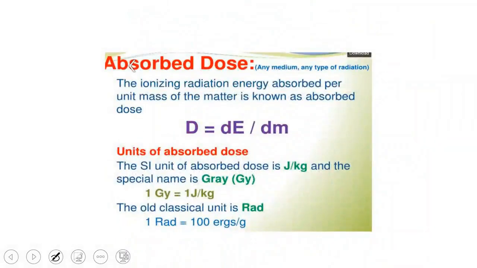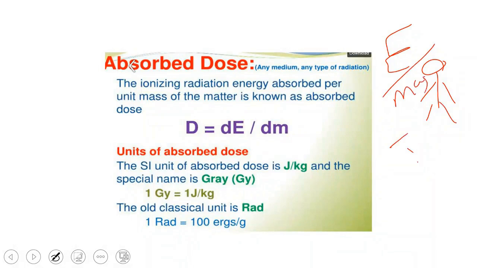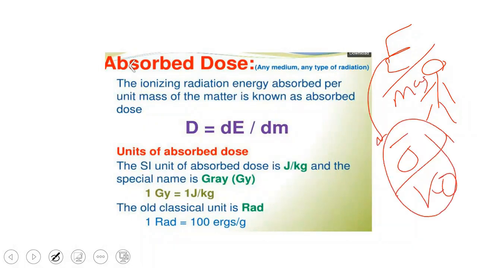The absorbed dose is the ionizing radiation energy absorbed per unit of mass, which means the energy absorbed by the person in joules, and the mass in kilograms. Thus, joule per kilogram is the gray. The gray is the SI unit, or the International Unit, of absorbed dose.